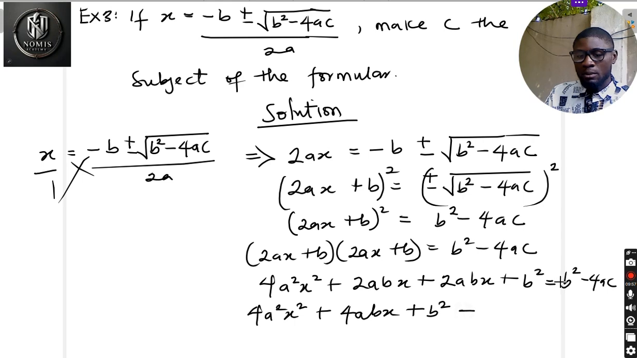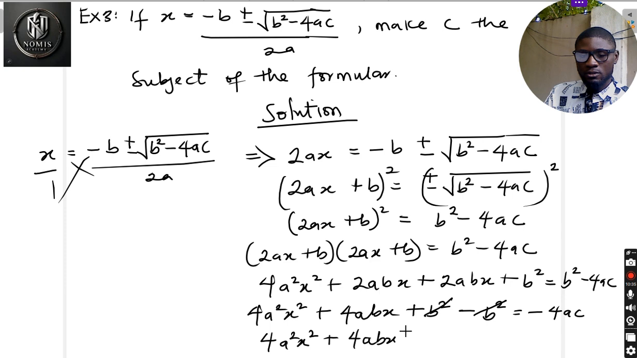I can take this plus b squared to the other side, because I want to make c the subject of the formula, so anything that is attached to c must be removed. So let me begin from here. This is plus b squared, which should come to the other side and becomes minus b squared, equals minus 4ac. So from here I can cancel: plus b squared minus b squared is 0. So this has gone and I'm left with 4a squared x squared plus 4abx equals minus 4ac.